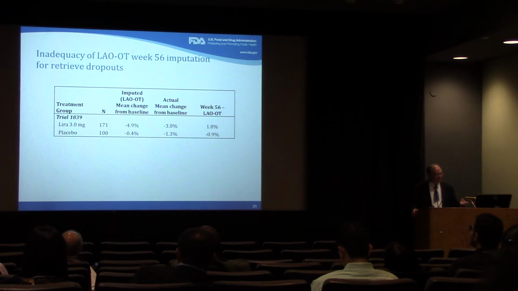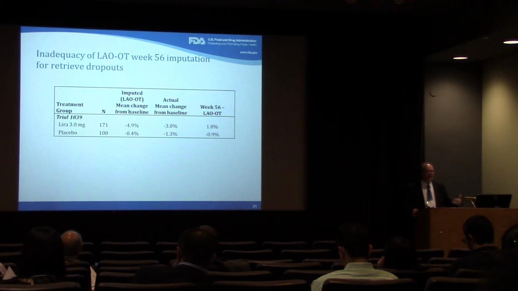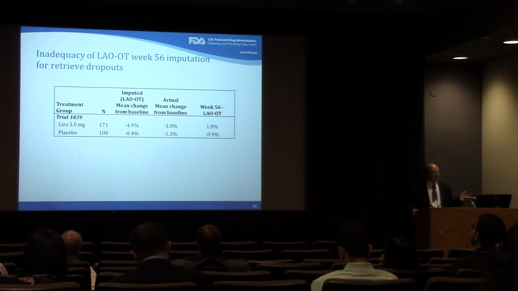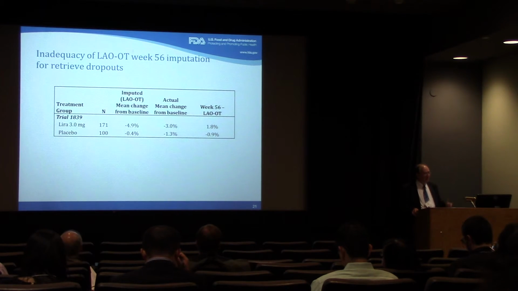And this table just illustrates for that one study what happened. This was a placebo-controlled study, background of diet and exercise. So there were 171 subjects on the experimental arm that had both imputed and actual weight measurements at 56 weeks. The imputed changes had a mean reduction of 4.9%. The actual measurements are 3%, meaning they put on about 1.9% in between. Placebo, they tended to still lose a little bit more weight, had more stable weight after they got off placebo.